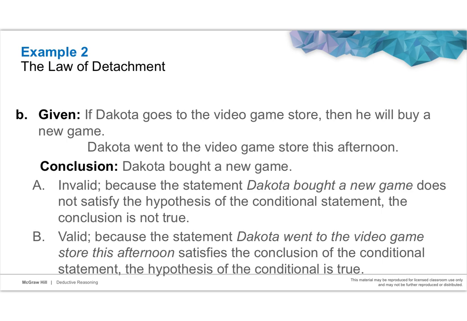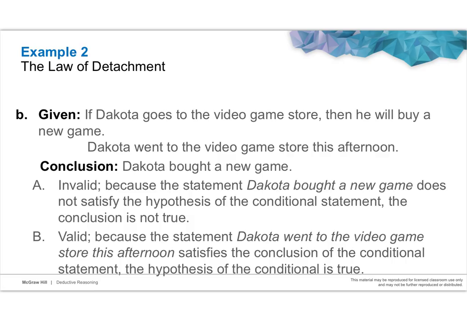Our second part of our check for example 2 is asking: if Dakota goes to the video game store, then he will buy a new game. Dakota went to the video game store this afternoon. The conclusion is Dakota bought a new game. Is this a valid or an invalid conclusion, and why or why not? We're seeing if P, then Q. We definitely have the statement of the conclusion coming from Q. So this is a valid statement. The question is, what is the supporting logic?